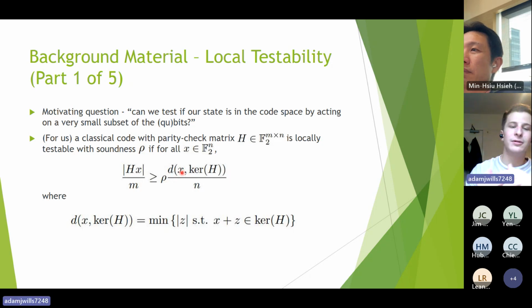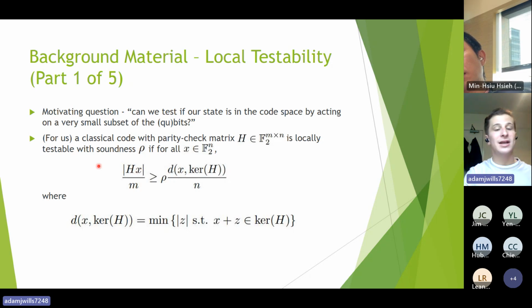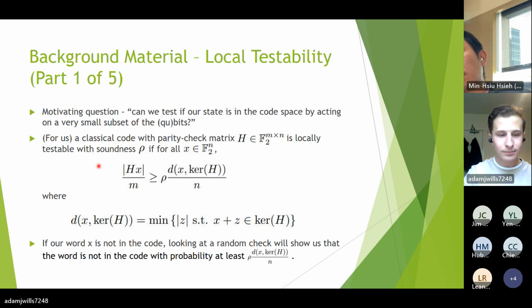So that's all a bit of a mouthful. Now, what does it have to do with this question up here? So we wanted to test if our state was in the code space by only acting on some small subset of the bits. What does that have to do with this? Well, one way of going about testing if the state is in the code space would be by taking some randomly chosen check from H and seeing if that check is violated. So you just take one randomly chosen row from all of the rows of H, and you see, is that particular check violated?